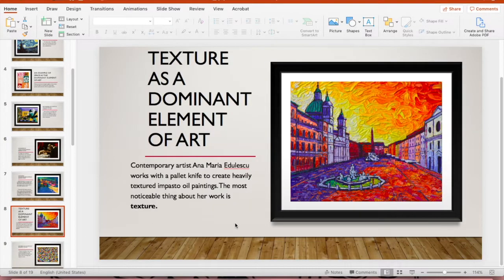Texture as a dominant element of art. Contemporary artist Anna Maria Adolescu works with a palette knife to create heavily textured impasto oil paintings. The most noticeable thing in her work is texture. It's going to be the thing that grabs you first, okay? Again, could we talk about color? We certainly could. You certainly could choose color, and color is very dominant here, too.